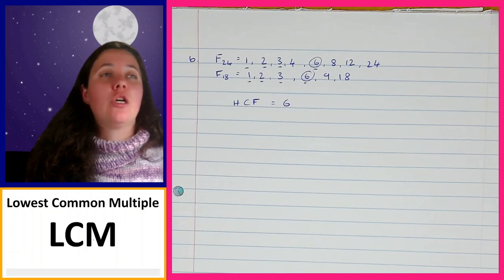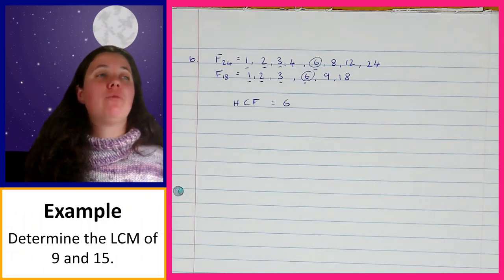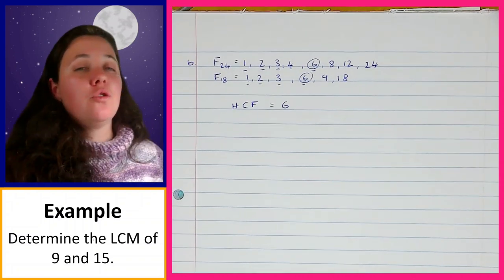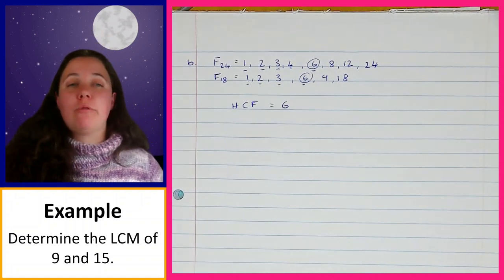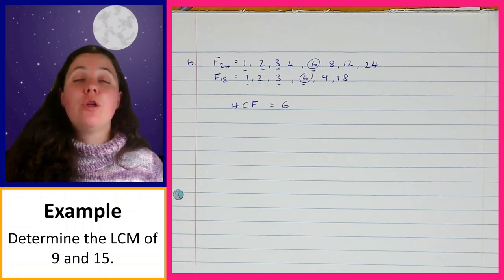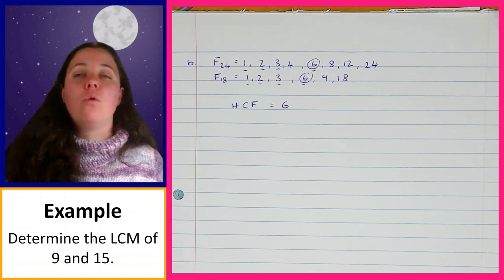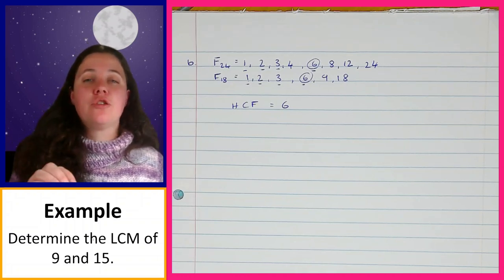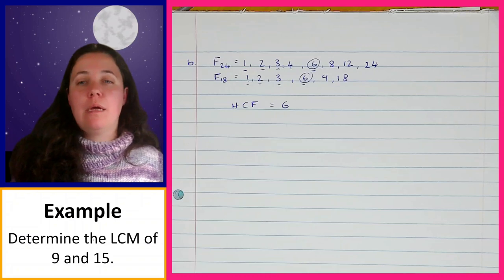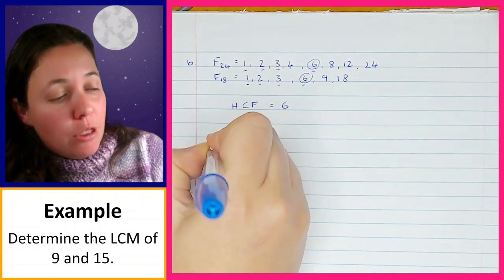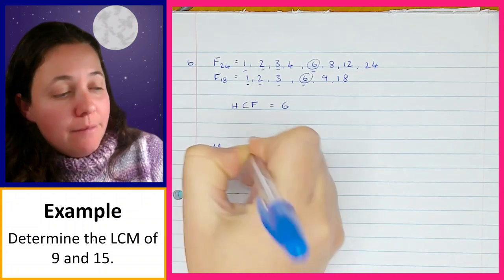So in our example now, we are going to find the lowest common multiple of 9 and 15. When we are finding the lowest common multiple, like I said, we could carry on writing multiples forever, but we're not going to try and write all the multiples. We just need to write enough that allow us to find a common one. Okay, so over here, I'm going to start by finding the multiples of 9.